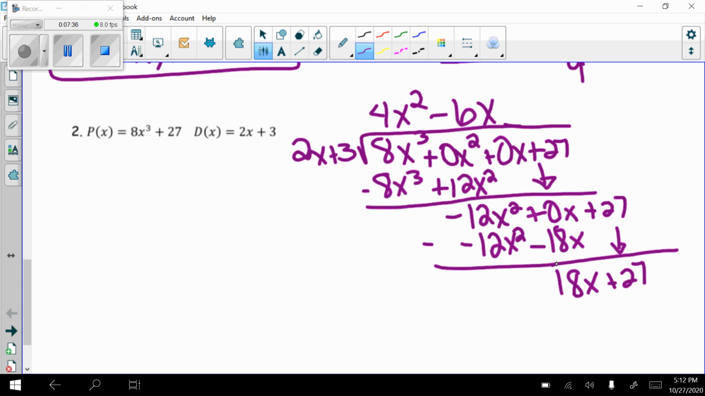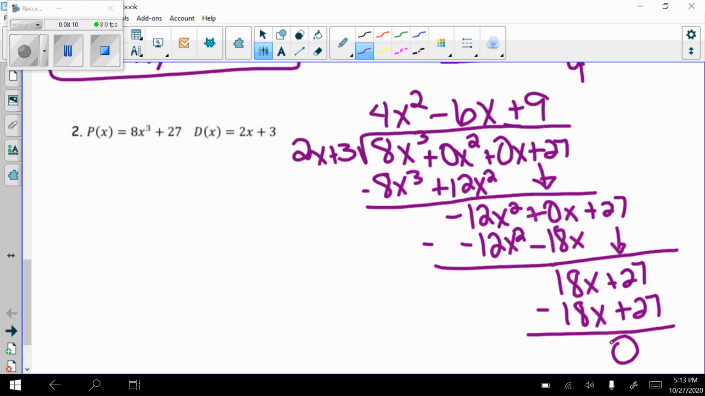I still have a variable of x down here. My divisor has a variable of x, so I can keep going. What do I have to multiply 2x by to get 18x? I have to multiply 2 by 9, so 9 times 2 is 18, and then that x just comes along for the ride. So 9 times 2x is 18x. 9 times 3 is 27. Subtract. Everything cancels, and I'm left with a 0. So I don't have a remainder.